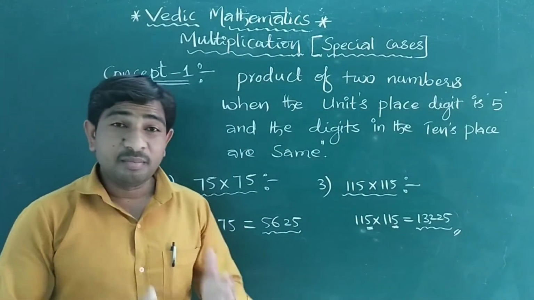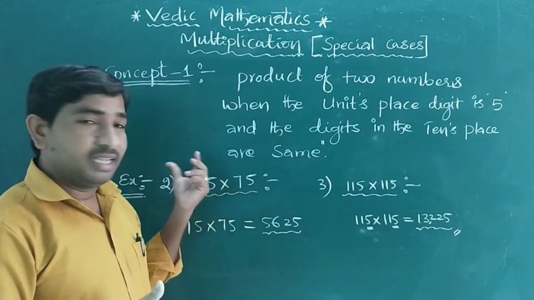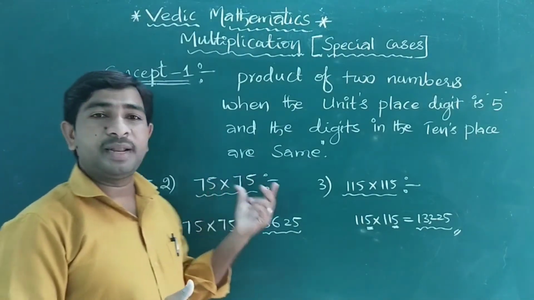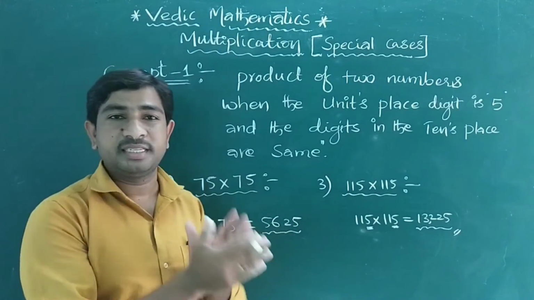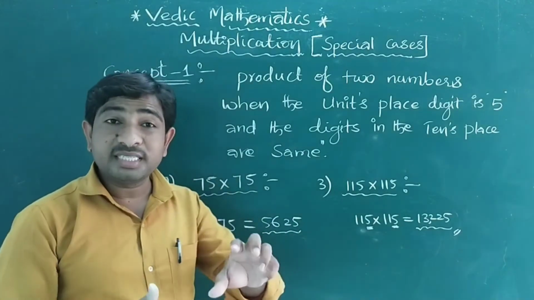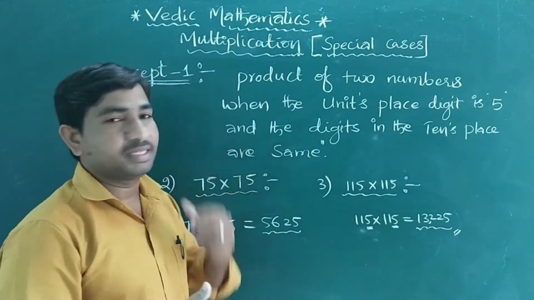So this is the multiplication of numbers where the units place digit is 5 and the remaining tens and hundreds place digits are the same. In this particular case only can we use this method.